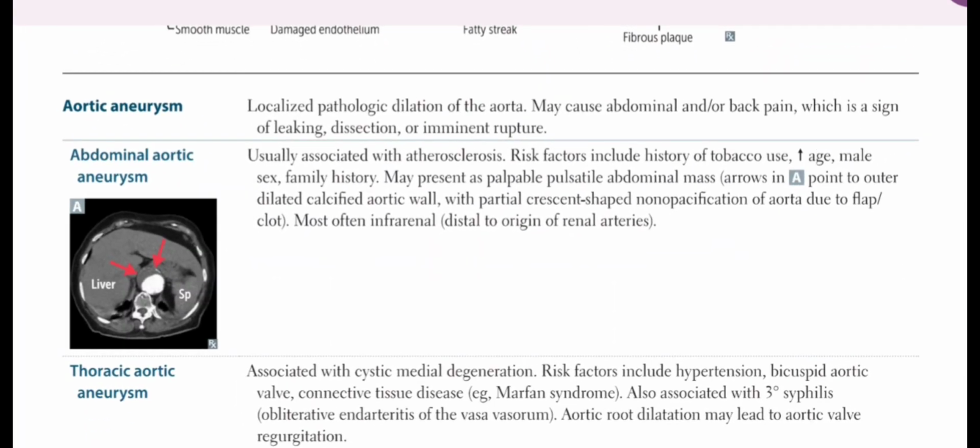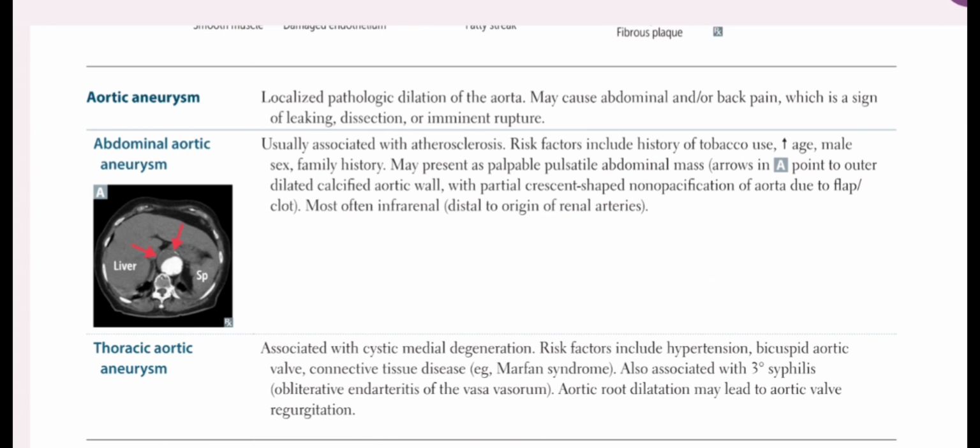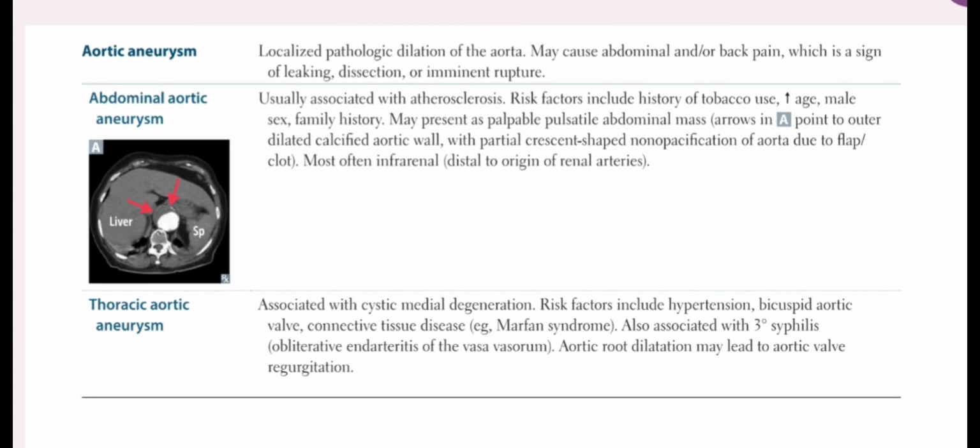Then the aortic aneurysm. Aortic aneurysm is basically a localized pathologic dilatation of the aorta, which may cause abdominal or back pain depending upon the location, and it is a sign of leaking, dissection, or imminent rupture. The abdominal aortic aneurysm is usually due to atherosclerosis. The risk factors include tobacco use, increasing age, male sex, family history. It can present as a palpable pulsatile abdominal mass. It is most often infrarenal, present distal to the origin of the renal artery.